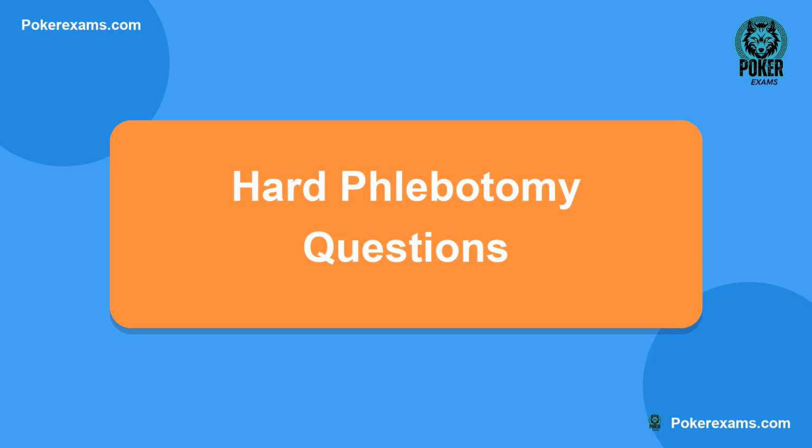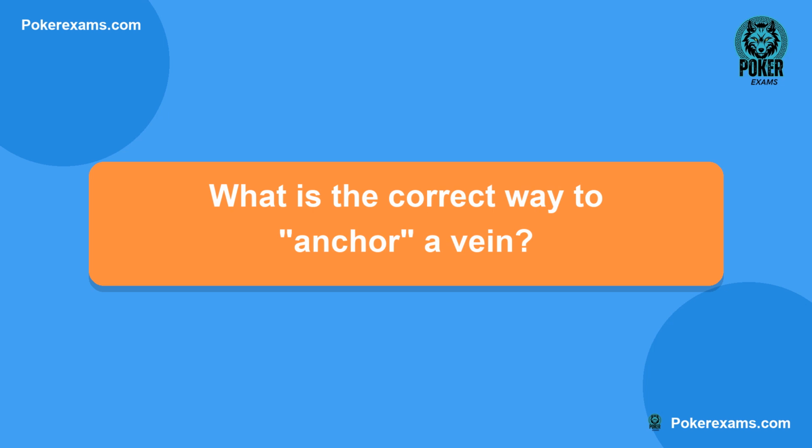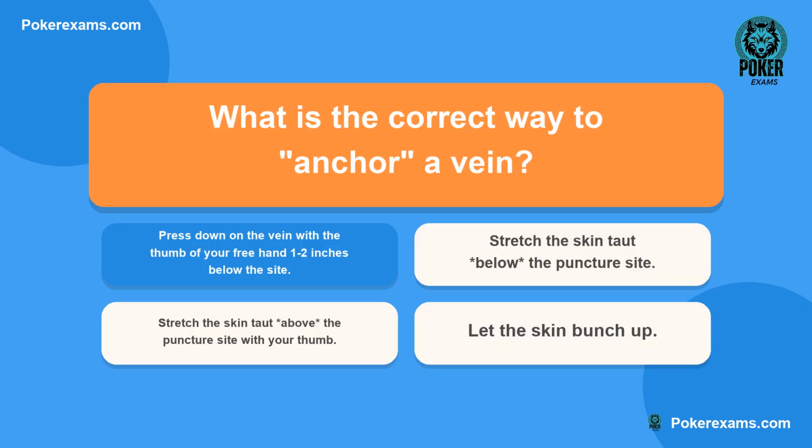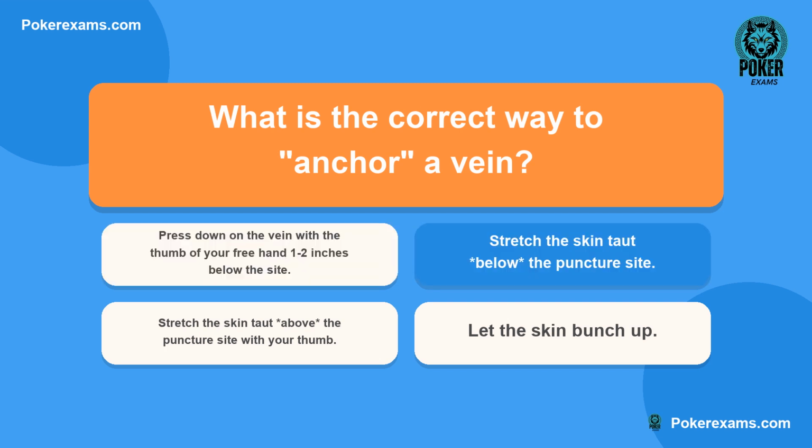Hard phlebotomy questions. Let's get started. What is the correct way to anchor a vein? Is it A, press down on the vein with the thumb of your free hand 1 to 2 inches below the site? Or B, stretch the skin taut below the puncture site?